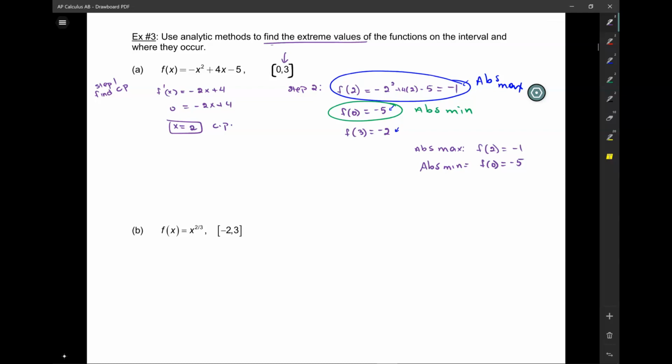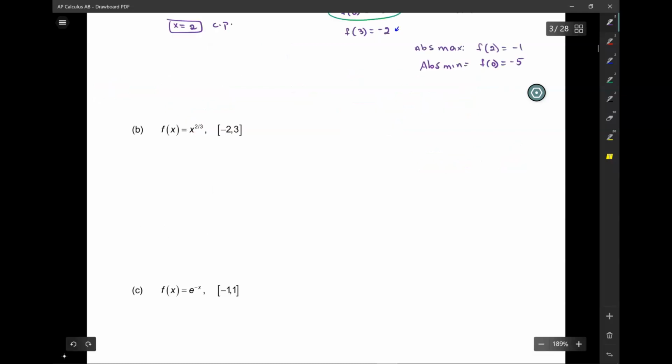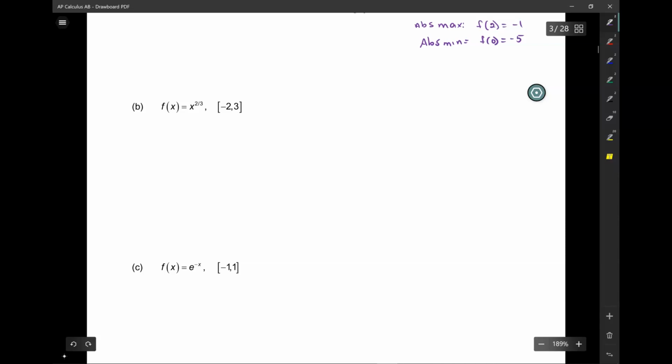Okay, let's do another one. First we have to find the derivative. So f prime of x is equal to 2/3 x to the negative 1/3, which means it's 2/3 over the cube root of x, right? Okay, so now you ask yourself, where is f prime equal to 0?